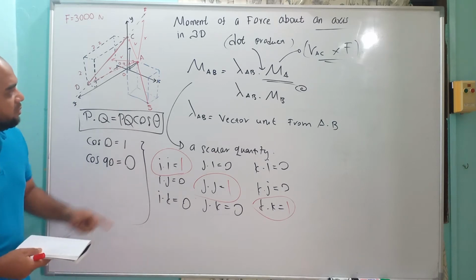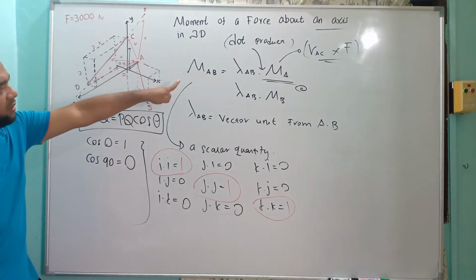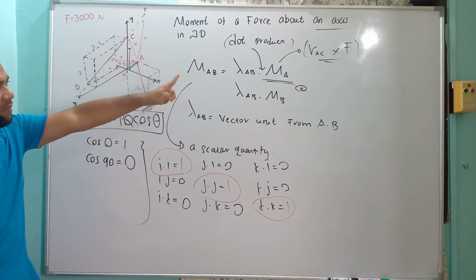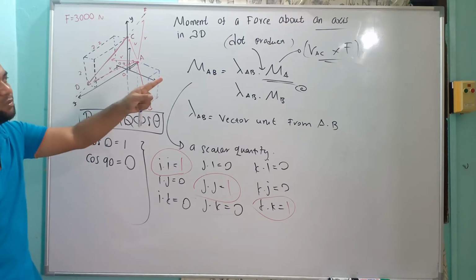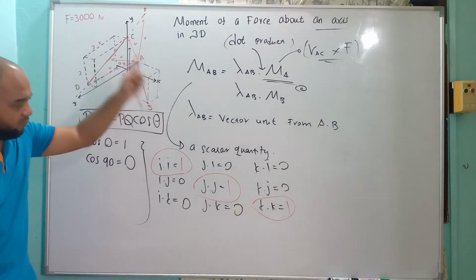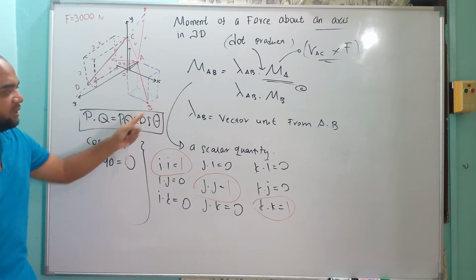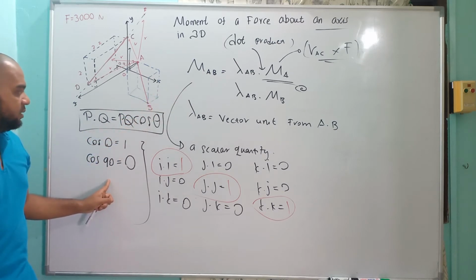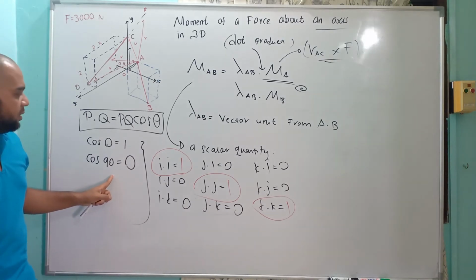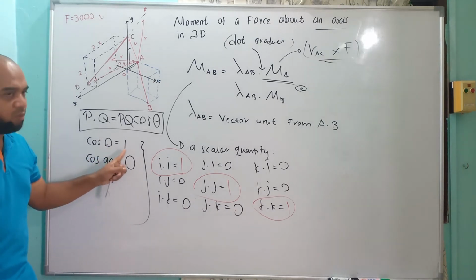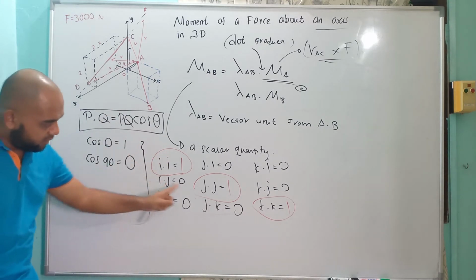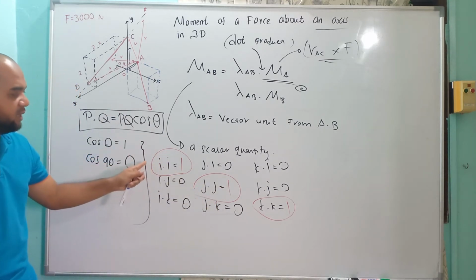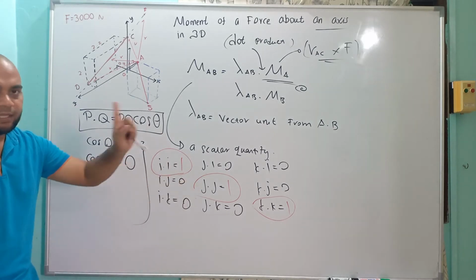Okay, so now we have what? The moment of AB, the equation lambda dot M_A. We know what M_A is from the previous video. You know how to calculate M_A. And we know that this dot product is cos theta. So cos 0 equals 1, and cos 90 equals 0. From here we can eliminate everything, leaving us only i·i, j·j, and k·k.